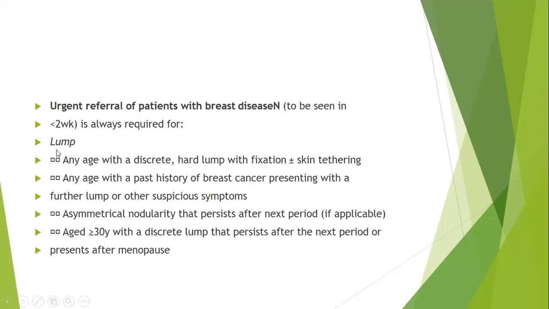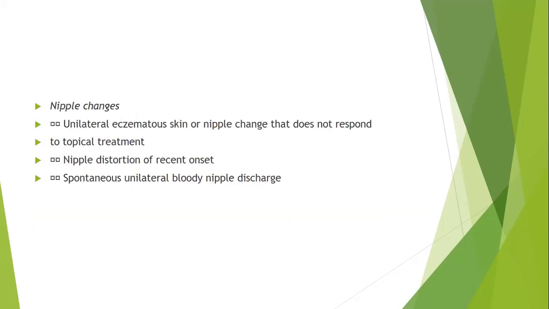If the patient has a lump and her age is greater than 30, with a discrete lump that persists after the next period, that is a point for referral. You should know that you are not going to refer every breast lump. However, you need referral for lumps with these characteristics, or depending on the age. Is it clear now? You're going to refer these patients with these lumps.